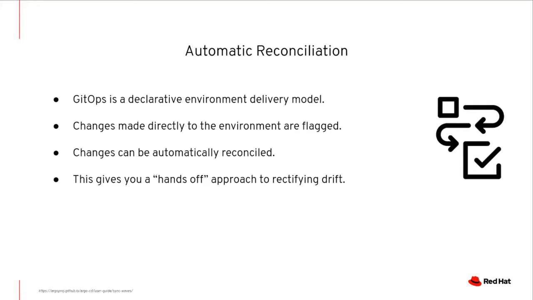Another advantage of GitOps in general is automatic reconciliation. GitOps is a declarative environment delivery model, so changes made directly to the environment are flagged. They are either flagged as out of sync, or they're automatically reconciled. You can have both, one or the other. This gives you a hands-off approach to rectifying drift. When there's a drift in your environment, you'll be able to automatically reconcile that so that your environment stays in the desired state.